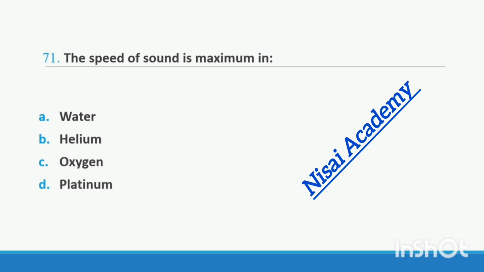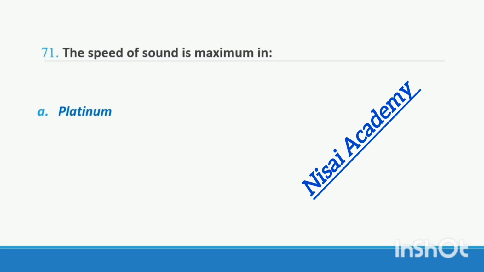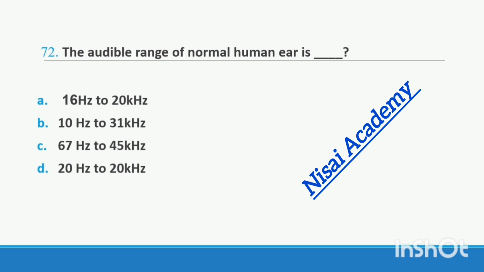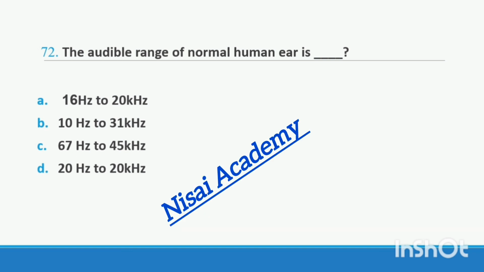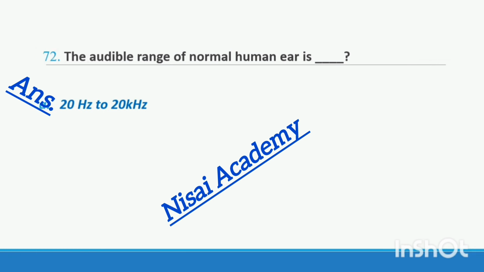Question 71. The speed of sound is maximum in option A water, option B helium, option C oxygen, option D platinum. The speed of sound is maximum in platinum. Right answer D. Question 72. The audible range of normal human ear is option A 16 Hz to 20 kHz, option B 10 Hz to 31 kHz, option C 67 Hz to 45 kHz, option D 20 Hz to 20 kHz. The audible range of normal human ear is 20 Hz to 20 kHz. Right option is D.